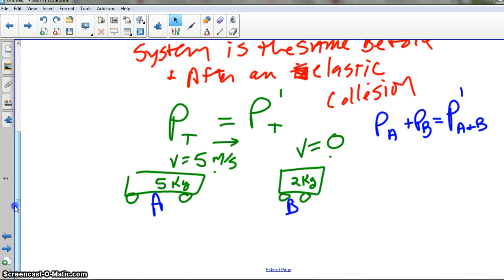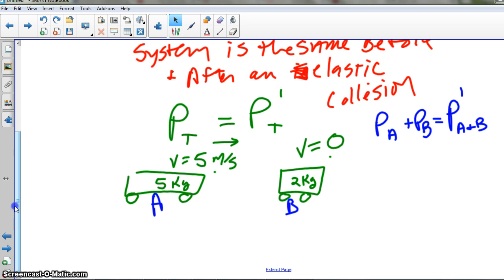Notice afterwards I didn't write momentum of A plus momentum of B, I wrote momentum of A plus B, and the reason I did that was because in this problem they're going to stick together, and so we're going to treat them as one object. The two become one here.